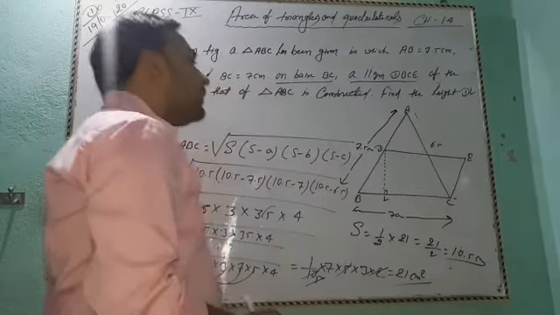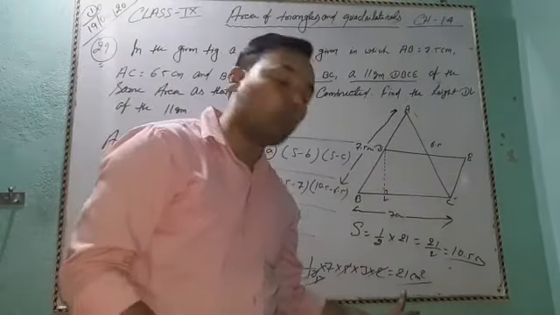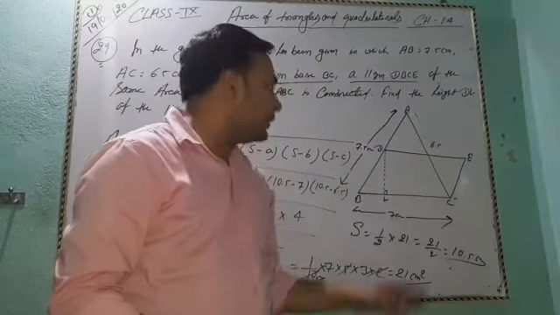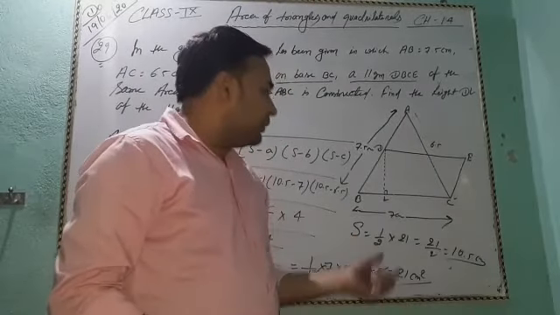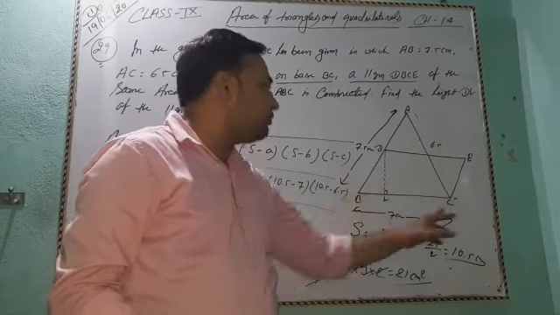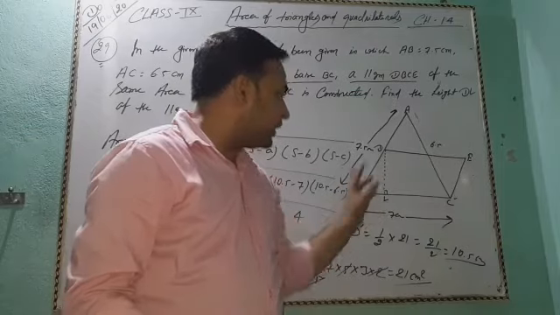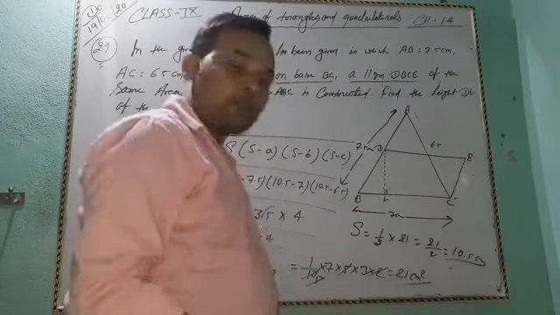So area of the triangle ABC equal to 21 square centimeter, and in the given question, area of the parallelogram DBCE equal to area of triangle ABC. So area of parallelogram DBCE equal to 21 square centimeter.